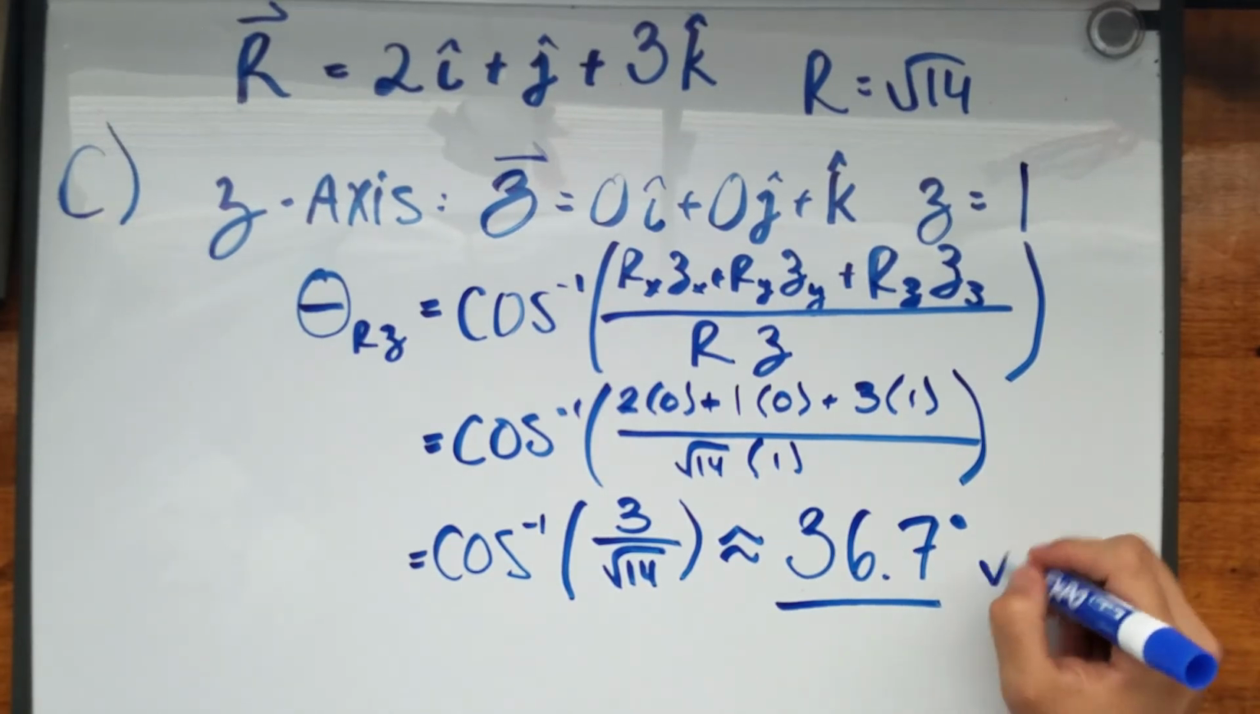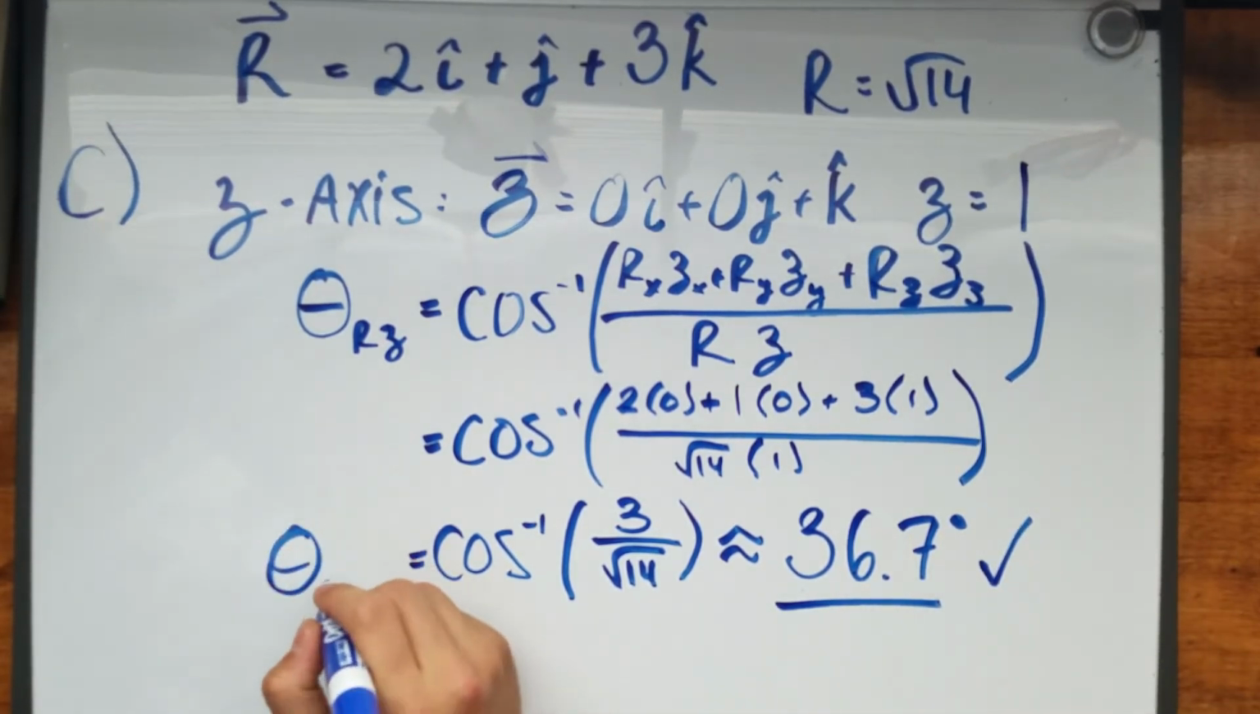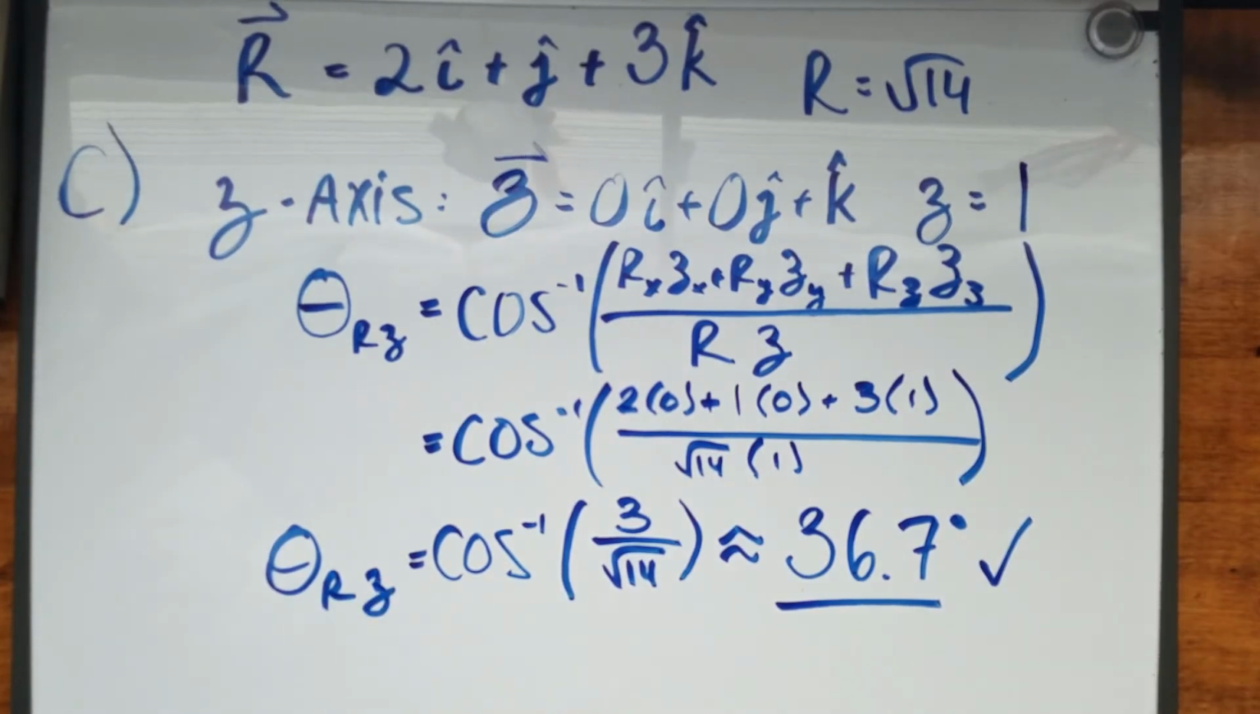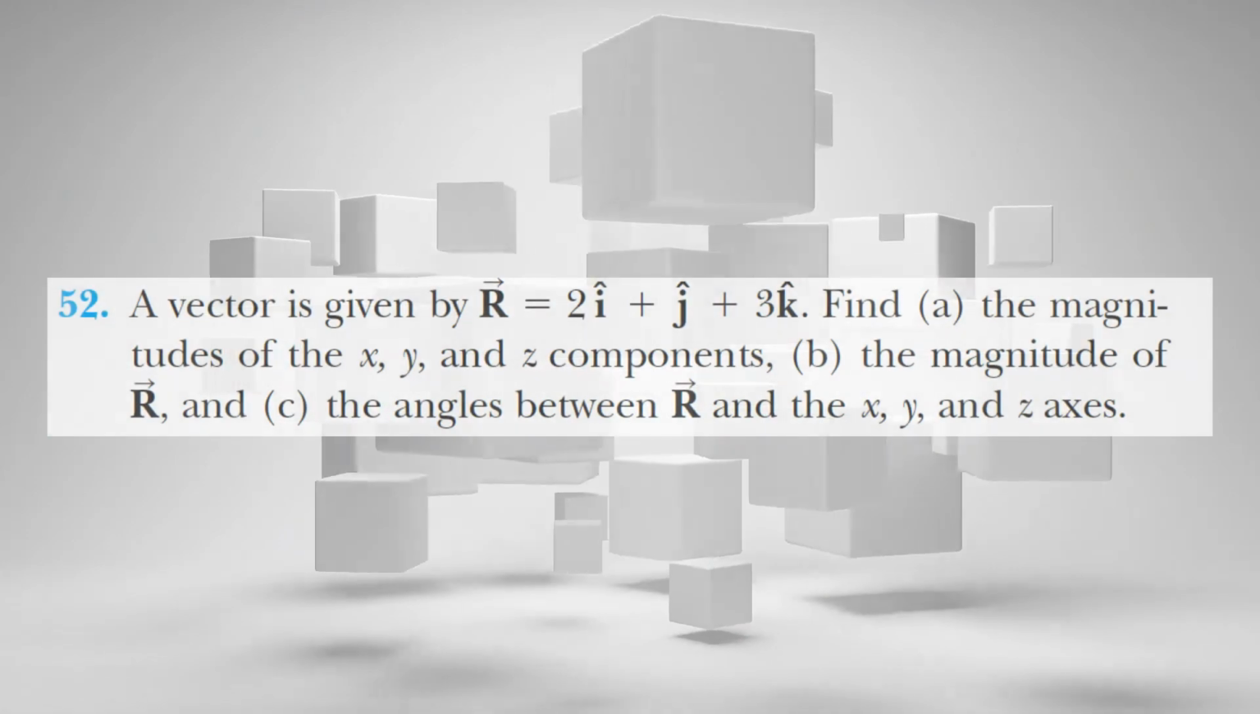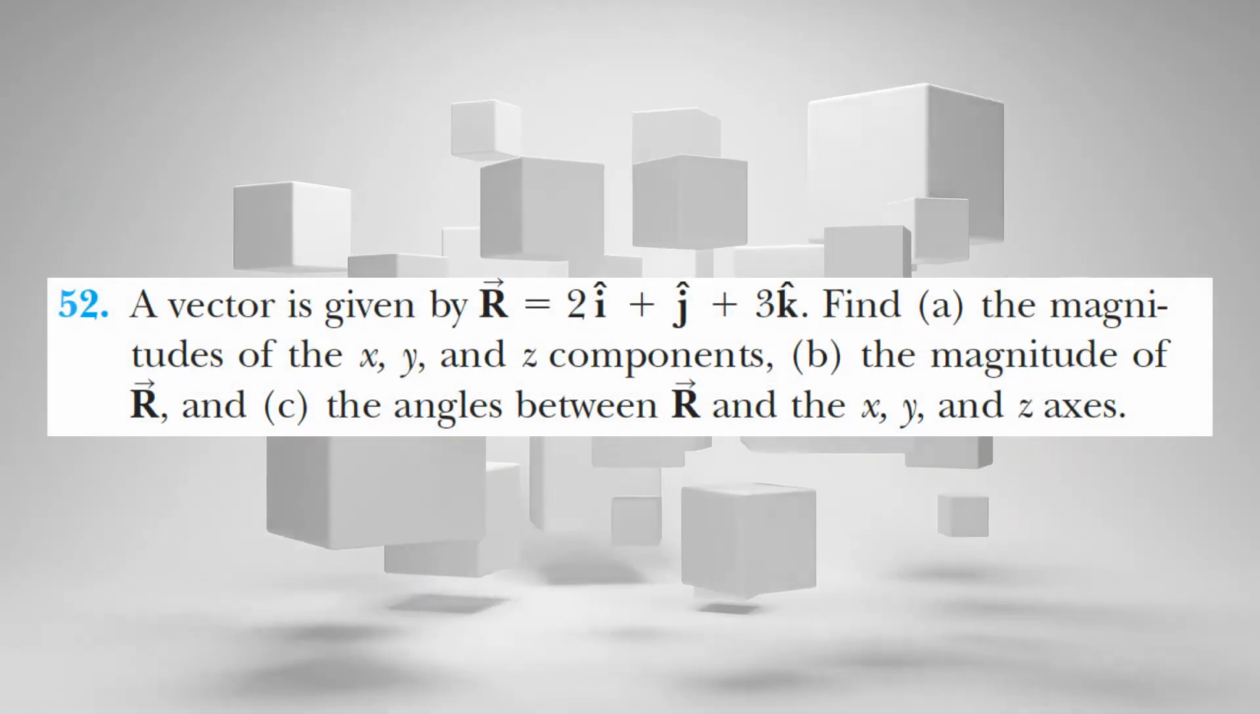And that's the last problem. So that was number 52 from the Physics for Scientists and Engineers book, version 7, chapter 3.